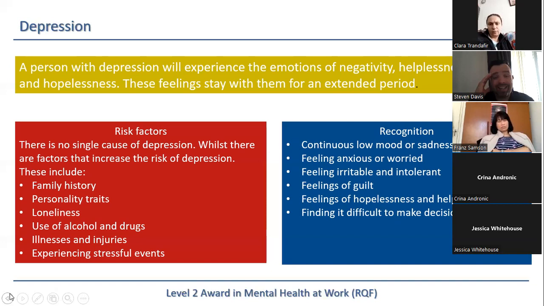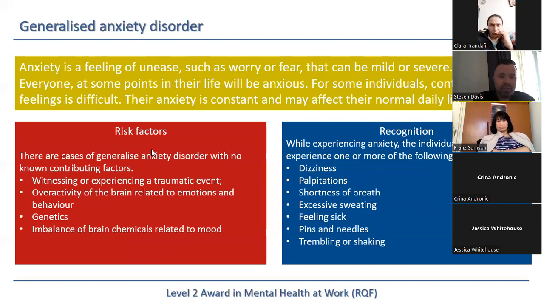Equally, if we were going to then assess that, we would do the GAD assessment scale. So we'd look at our assessment tools, and that's where we do the screening questionnaire. Generalized anxiety disorder. So this is where we become anxious and we have worries. So anxiety is the feeling of uneasiness, such as fear. It can be mild to severe. Everyone at some point in their life will feel anxious. For some individuals, controlling these feelings can be difficult. Their anxiety is constant and can affect their normal daily lives.